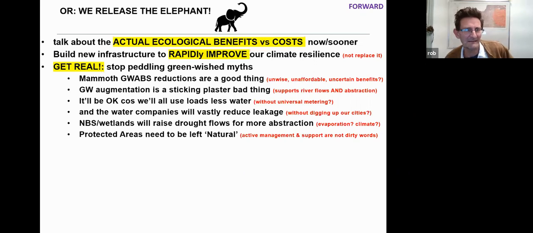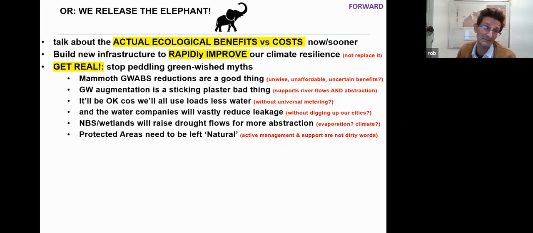I don't think we will unless the government bites the bullet and introduces universal metering, which is politically unlikely. Again, water companies will vastly reduce leakage. We know a lot of the leakage is at household connections, and you can only go so far. Nature-based solutions, as well as being great for the environment, will raise drought flows for more abstraction. I think that's extremely unlikely. I think they're much more likely to evaporate more water, and climate change is likely to lower flows anyway.